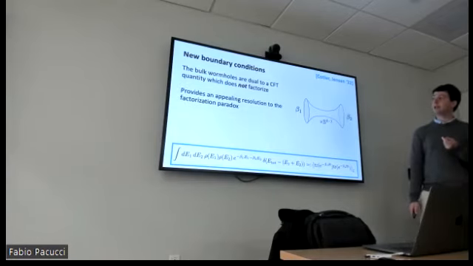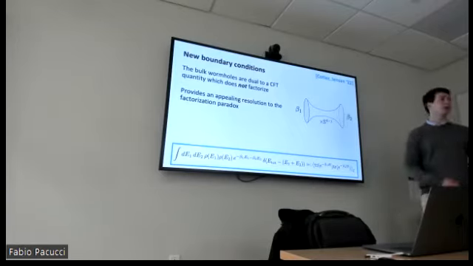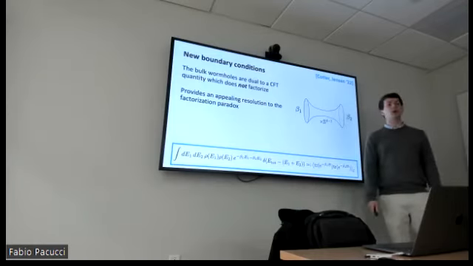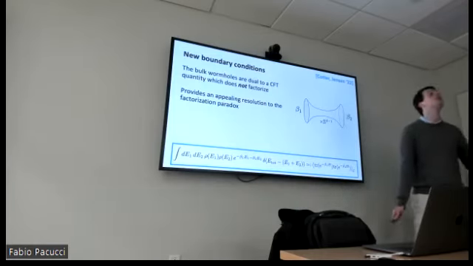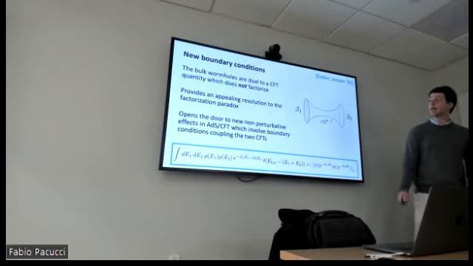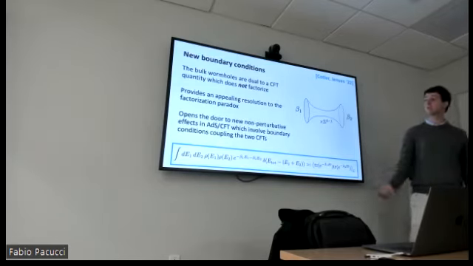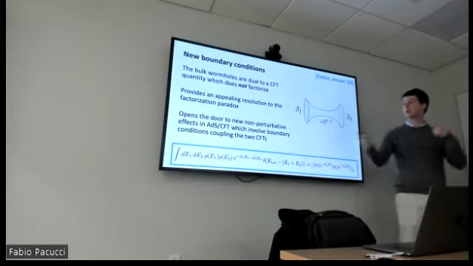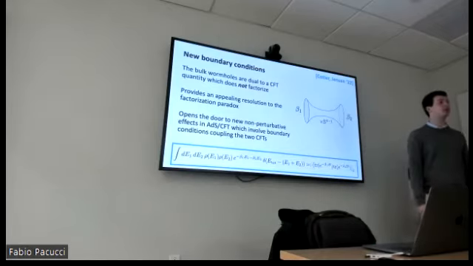So this provides an appealing resolution to the factorization paradox, at least for these kinds of contributions, the particular kinds of wormholes that I've told you about, because it obviates the need for factorization. The quantity shouldn't factorize anyway. But it also opens up a new possibility, because it opens the door to new non-perturbative effects in AdS/CFT, which involve boundary conditions which couple the two CFTs.